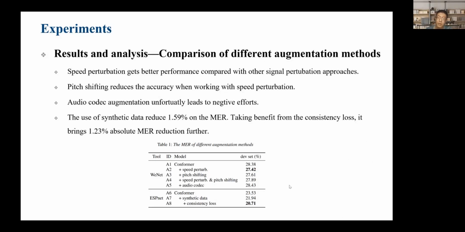The use of synthetic data reduced 1.59% on the MER. Taking benefit from the consistency loss, it brings 1.23% absolute MER reduction further.